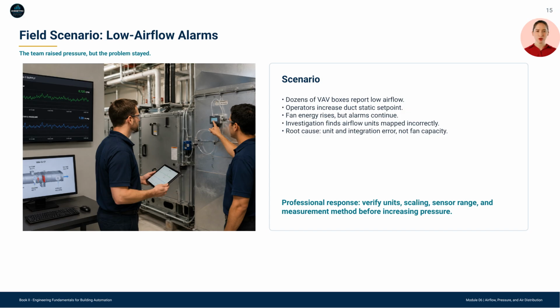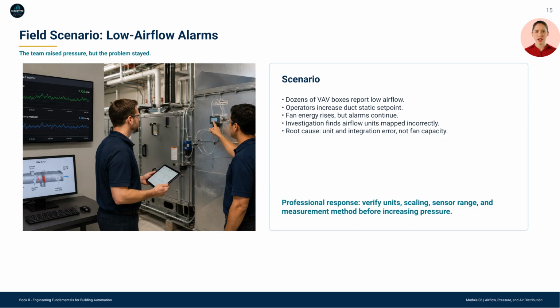This field scenario is exactly the kind of situation that creates wasted energy. Several VAV boxes reported low airflow, so operators raised the duct static pressure set point. The fan worked harder, energy increased, and the alarms remained. That tells us the action did not match the root cause.